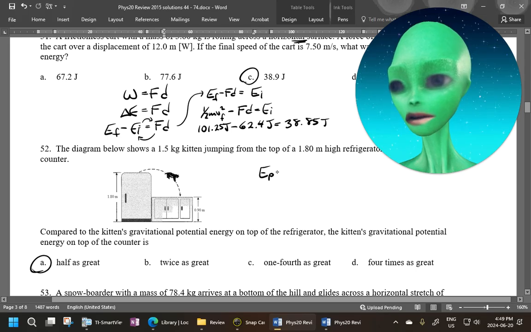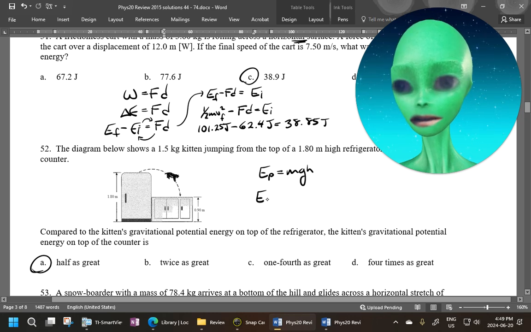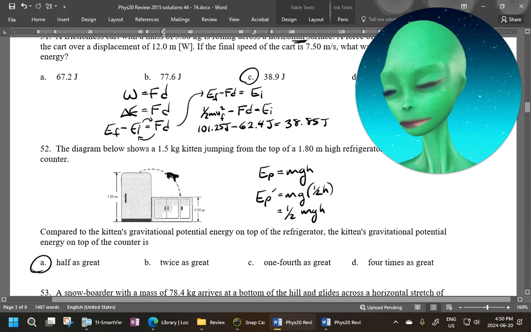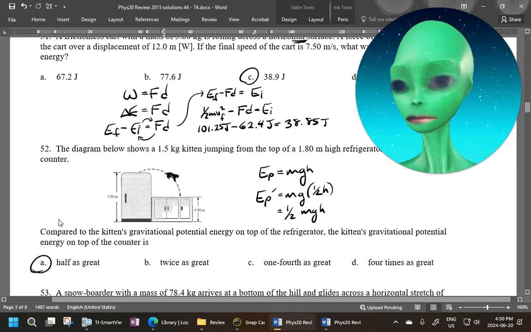Here's my EP is mgh. And then over here, relative to what? Relative to the ground? Oh, it could be infinitely large. I don't know, because they don't tell us what it's relative to. Well, I guess they're measuring to the ground if we say that. If we say it's relative to the ground, then my mass doesn't change, gravity doesn't change, I have half the height. So I have half of what I had before, right? So half is great.